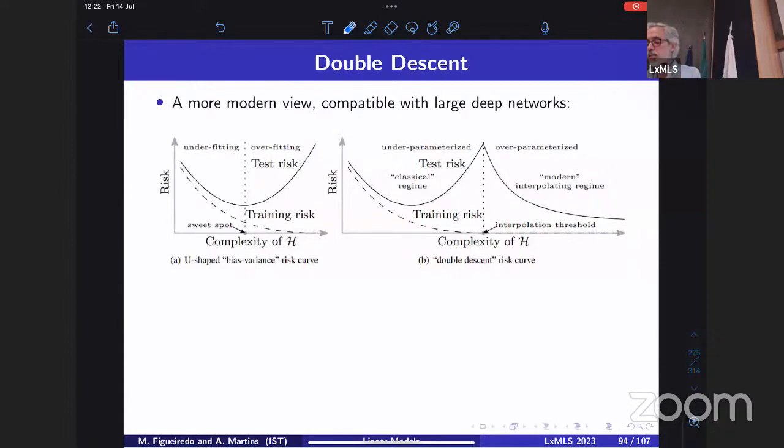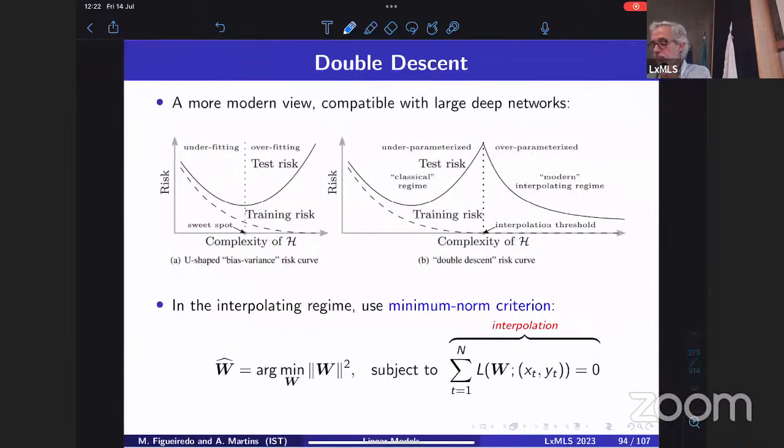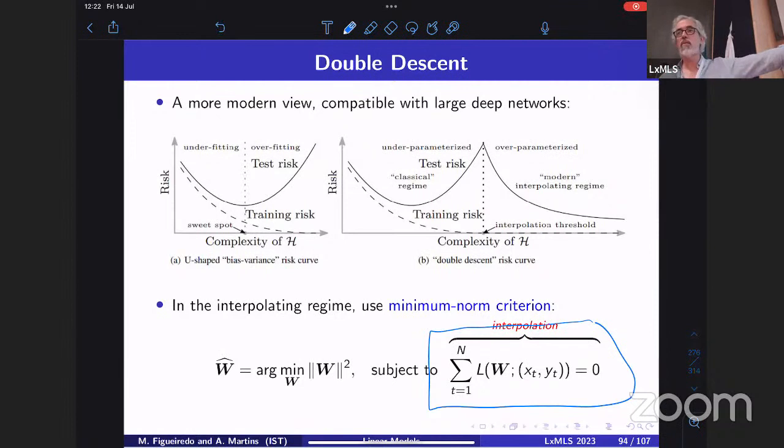This picture does not explain neural networks, because neural networks have millions of parameters, and sometimes many more parameters than training points, and still they work. You need to look at the picture on the right. When you are in the interpolating regime, the objective function that you're minimizing is different. You insist on interpolating. You say, if I can, I will achieve zero training error. I have a function that goes through all the points, zero training loss. Among all the weights that satisfy zero training loss, I'm going to choose the one with smallest norm.